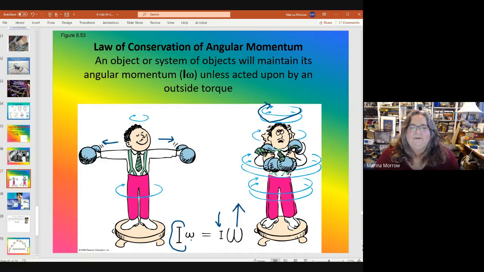Okay, so that's the idea here, is you start slow. So you had a large rotational inertia, you had a small velocity, then you have a small inertia, and you have a large velocity. So everything balances out.